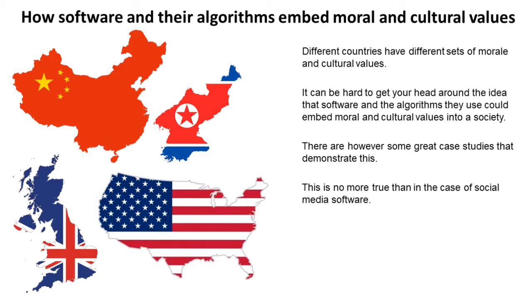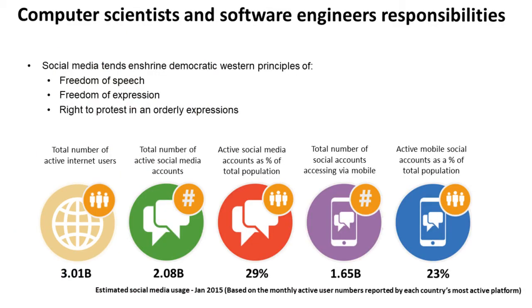Now, it can be hard to get your head around this idea that software and the algorithms they use could somehow embed moral and cultural values into a society which don't currently exist there. There are, however, some excellent case studies that demonstrate just this. And this is no more true than the case study we're about to look at of social media usage. Social media tends to enshrine typical democratic Western principles, those of freedom of speech, freedom of expression, and the right to protest in an orderly manner.